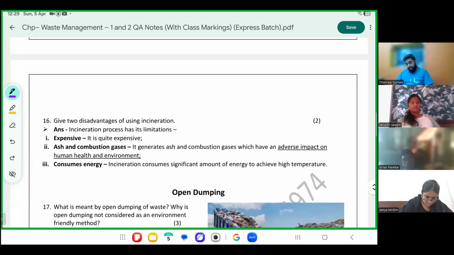Disadvantages of incinerators: they are very expensive. They give out a lot of ash and gas. And to work at such high temperatures, incinerators consume a lot of energy.